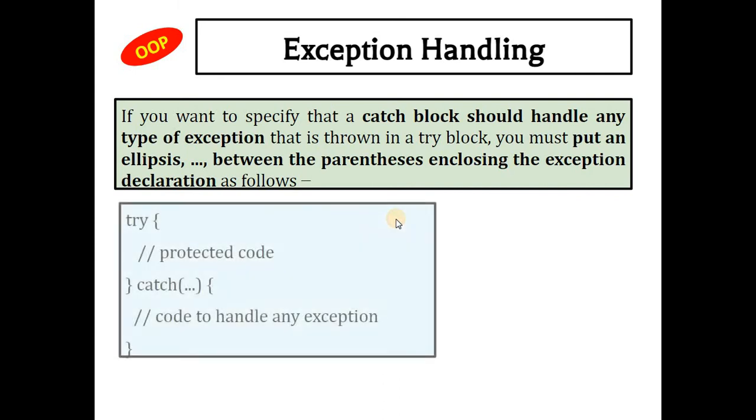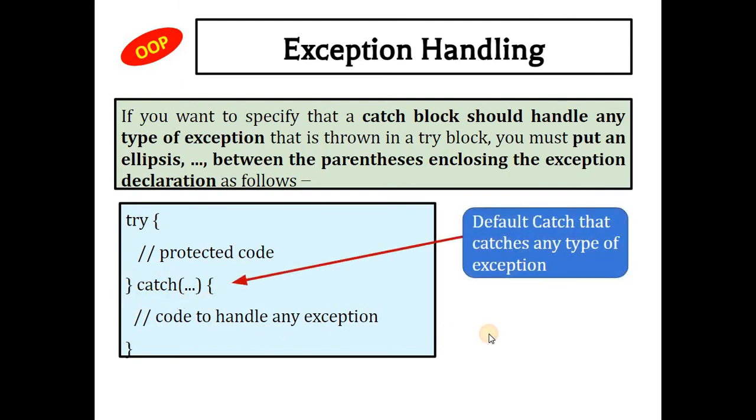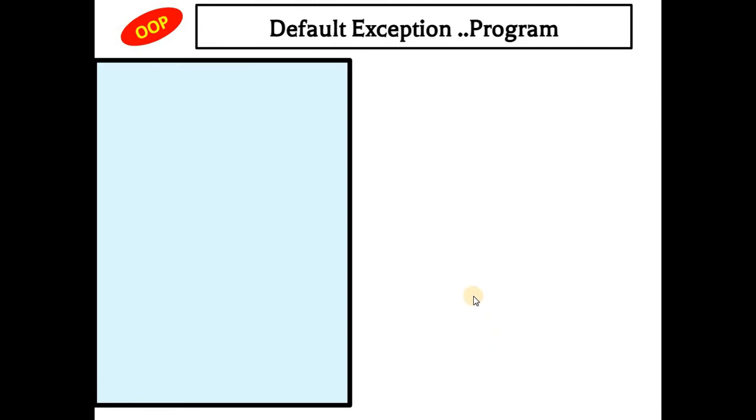You have try and you write whatever statements you want inside the try, and when you give a catch, do not write integer, character or anything inside the catch. In the parentheses you just use an ellipsis, that is 3 dots. It should not be 4 dots, it should not be 2 dots, but 3 dots. This is a default catch, a catch statement which can handle any type of exception.